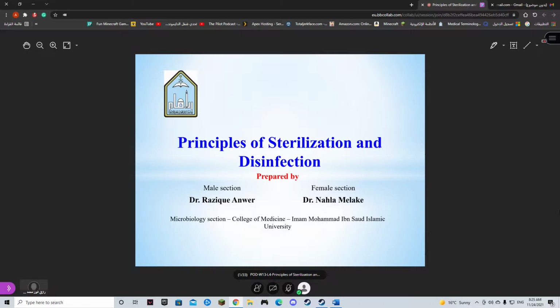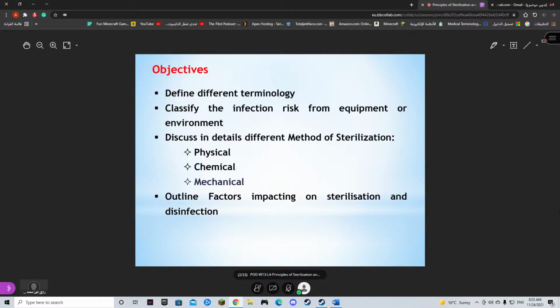One by one, we will go first with the definitions. This is very important for building the concept of this chapter. These are the objectives. First, we go with the terminology and the classification of equipment on the basis of environmental risk. Then we go with the methods. Generally we have three methods: physical, chemical, and mechanical. Mostly mechanical and physical are the same thing, but we have other parts as well. We will cover this very well, inshallah. And then the impact of sterilization and disinfection on health as well.